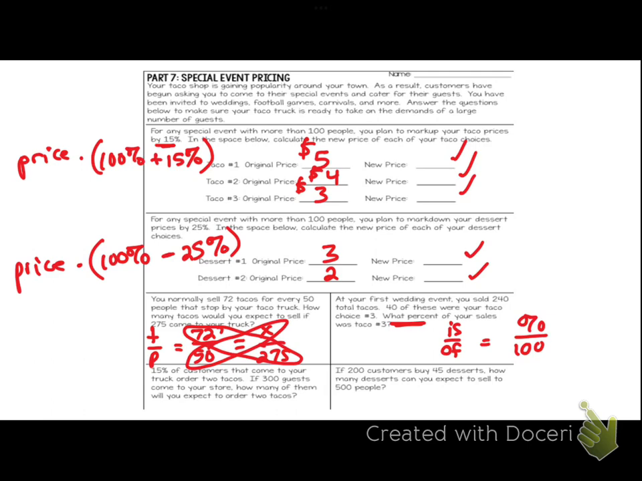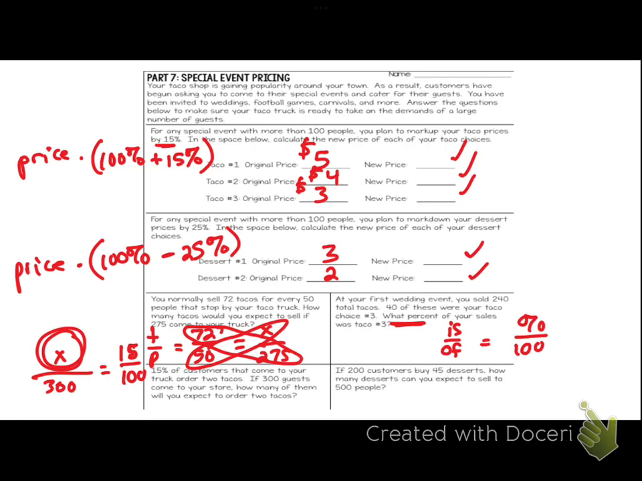This one, 50% of your customers that come to your truck order 2 tacos. If 300 guests come to your store, how many of them will you expect to order 2 tacos? So we have 300 guests. That is your total. We're looking for the part, which is the is. All right, and then this is your percent over 100. This is a 50. All right, you should be able to do that. This number here should be smaller than 300.